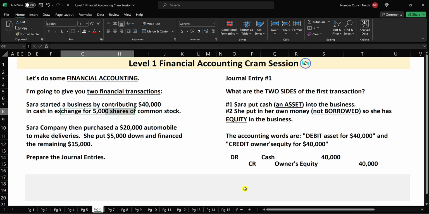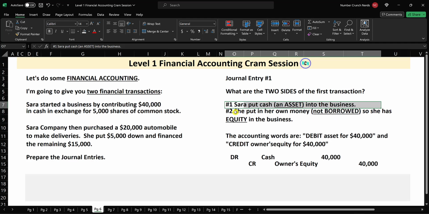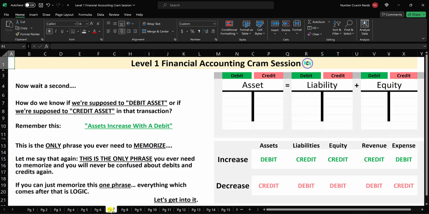So she put in cash as an asset, into the business. That was the first side of the first transaction. She put in her own money, not borrowed money, so she has equity in the business. The accounting words to record this journal entry, therefore, are debit asset for $40,000, specifically debit cash for $40,000, and credit owner's equity for $40,000.